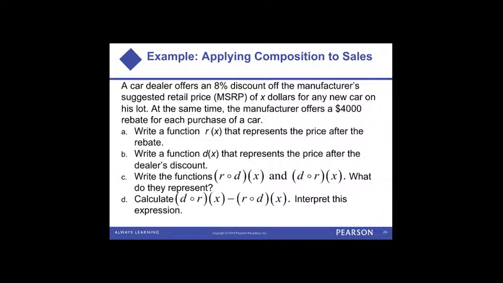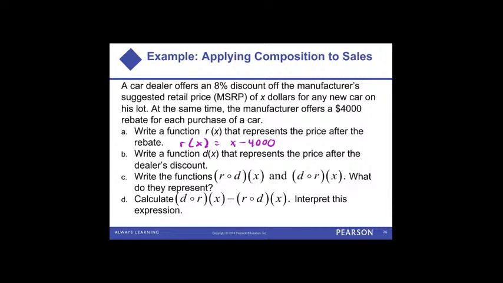So it says write a function that represents the price after the rebate. So it says the rebate, a $4,000 rebate, right? So whatever the price of the car is, you can take $4,000 off. So then R of X in this case is going to be X minus 4,000. That's the price of the car after the manufacturer's rebate.